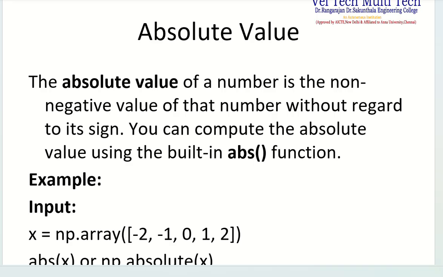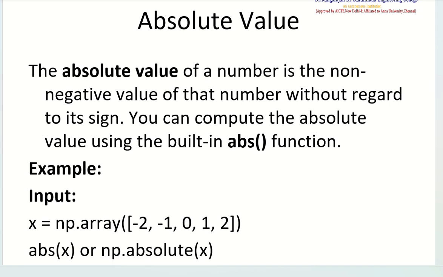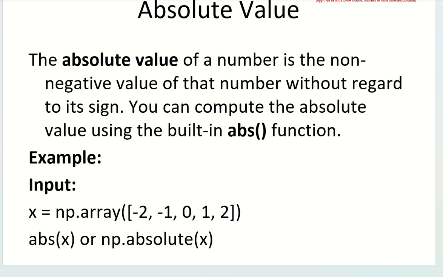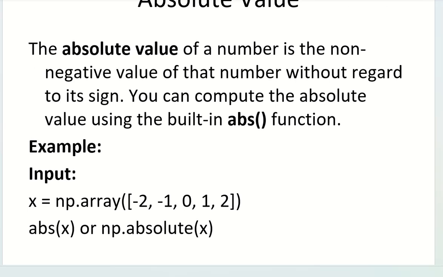The next topic is absolute values. The absolute value of a number is the non-negative value of that number without regard to its sign. You can compute the absolute value using the built-in abs function. For the abs function, the input x is equal to np.array. We are giving 5 elements: minus 2, minus 1, 0, 1 and 2. Then abs of x or np.absolute of x. Then the result will be all positive, like 2, 1, 0, 1 and 2.